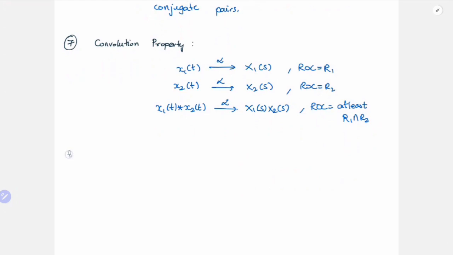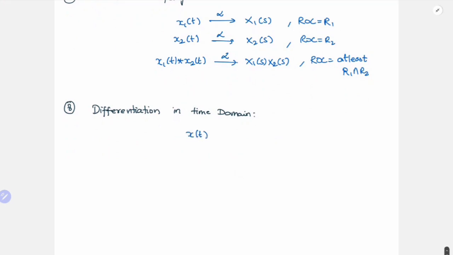So next let us see differentiation in the time domain. So what do we have? If x of t has Laplace transform X of s with ROC equal to R, then dx of t by dt will have a Laplace transform given by s X of s with ROC at least R.